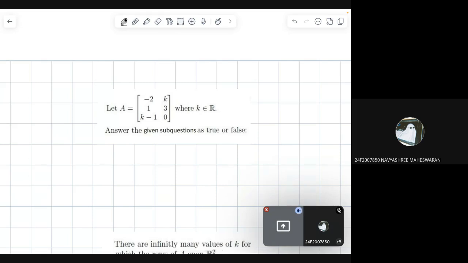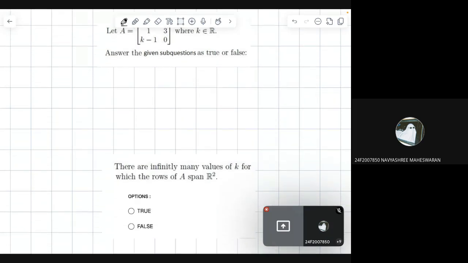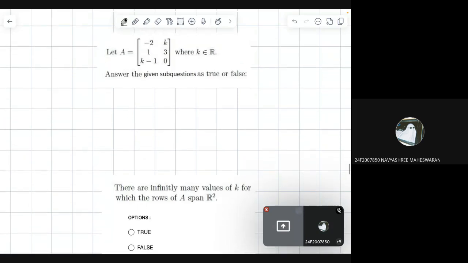This is another question, a new question for which we have to answer the related subquestions. So matrix A is minus 2, k, 1, 3, k minus 1, 0, and the first option says that there are infinitely many values of k for which the rows of A span R2. Right? True, because we will have an independent variable.